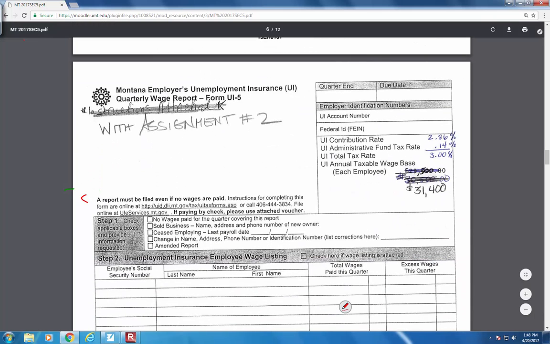And here, as promised, I gave you the rate and the cap. So just print those out and fill them out. That's due on Thursday, next Thursday. Questions?